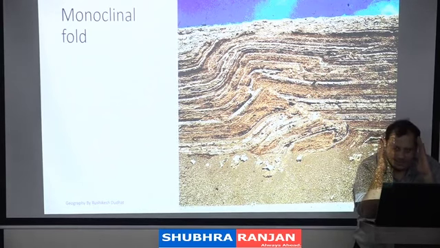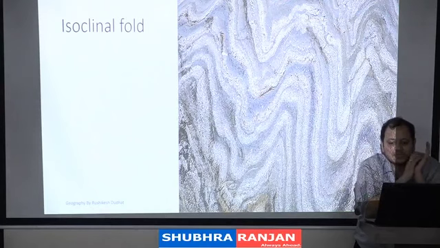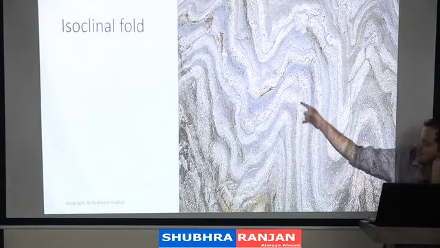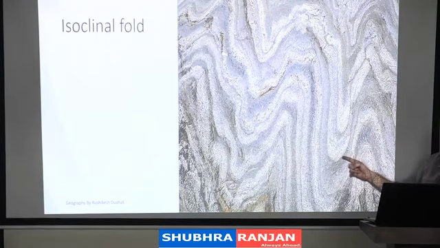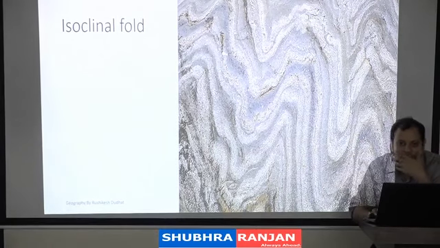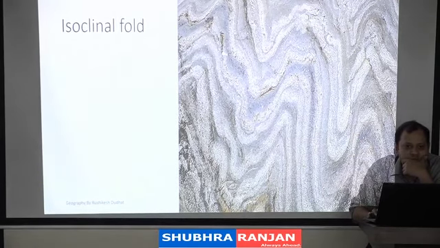What is an isoclinal fold? Both the limbs are inclined and more or less parallel to each other, but they are not parallel to the ground surface. So this is an example of an isoclinal fold. Both the limbs are parallel to each other, but not parallel to the ground surface. After this, what is the stage? Recumbent fold. So what happens in the recumbent fold?